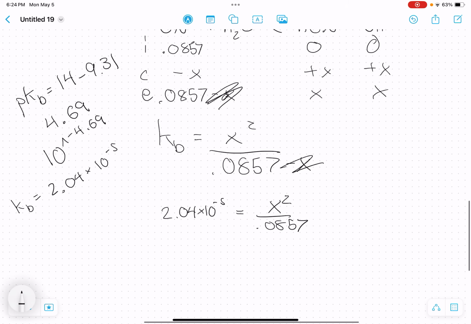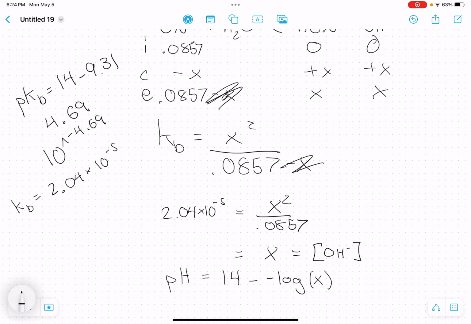When we solve for x, that's going to be equal to the OH minus. And so the pH will be 14 minus the negative log of x. Okay.